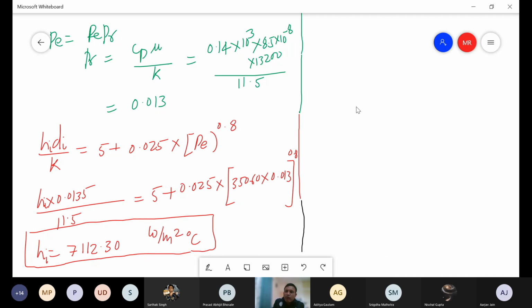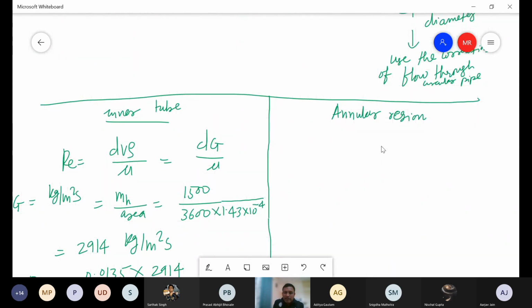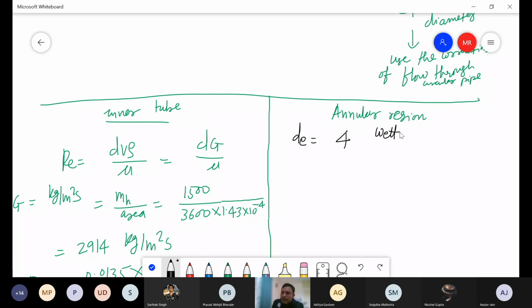Now the same thing we wanted to do for the annular region. For the annular region, the additional complication is that first we have to find out the equivalent diameter. So what will be the equivalent diameter? 4 into the flow area by the wetted perimeter.